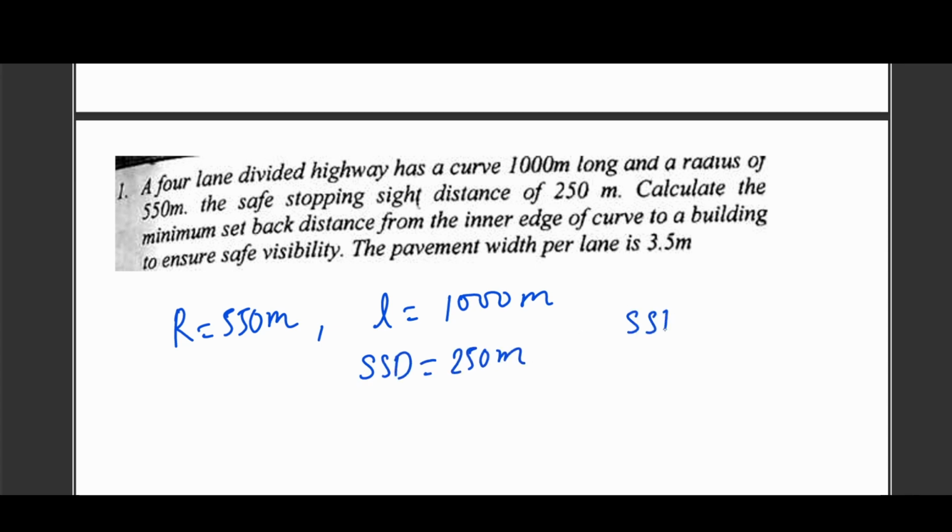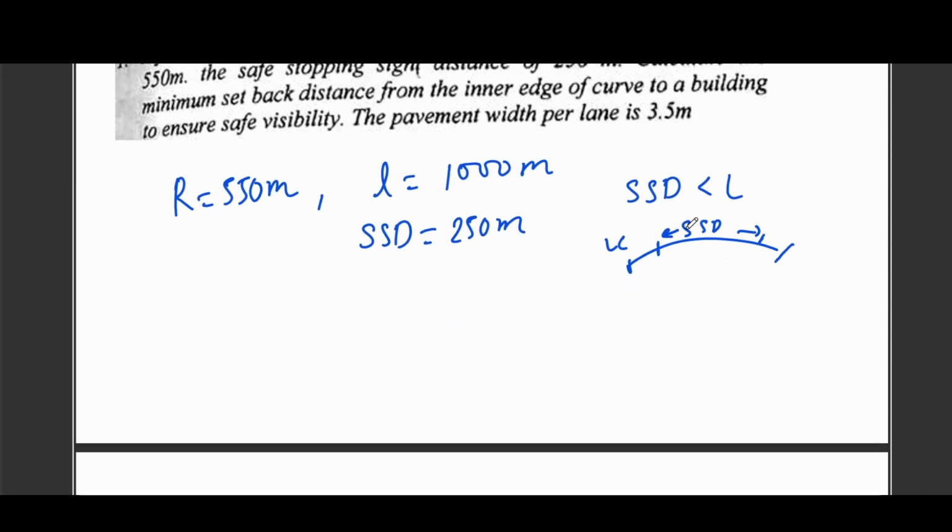So here SSD is less than LC. That's why LC will be more and SSD will be less. This will be LC, this will be LC, and this will be SSD up to here, right? So this is the first case question. So we'll solve the first case question.